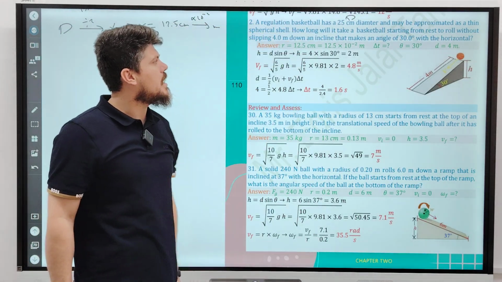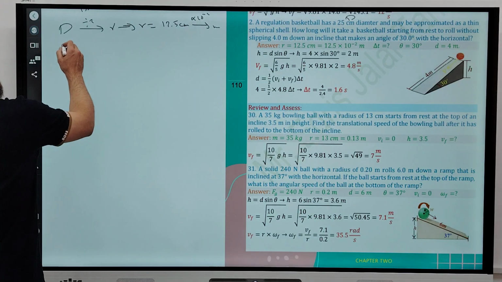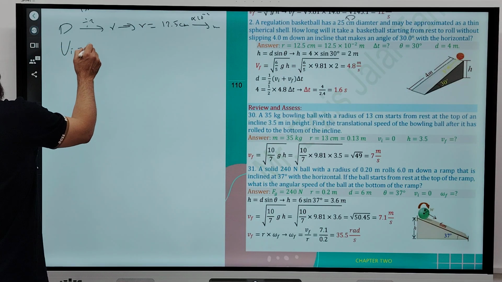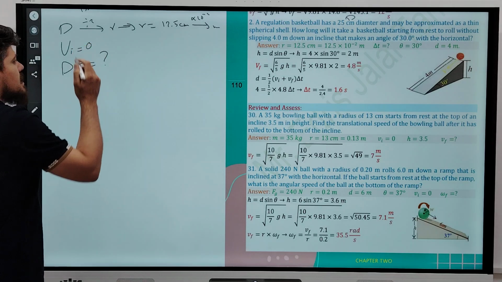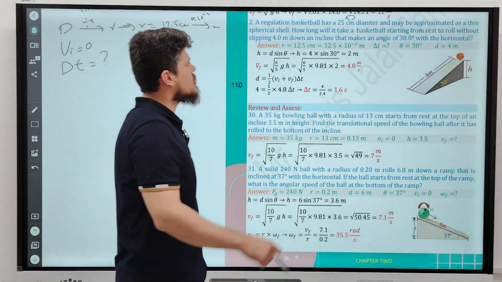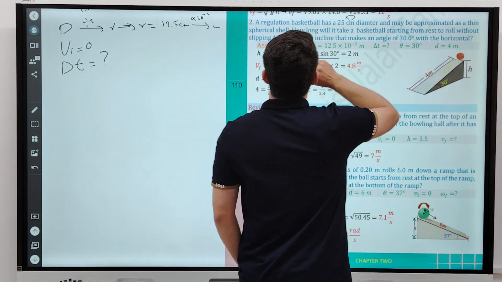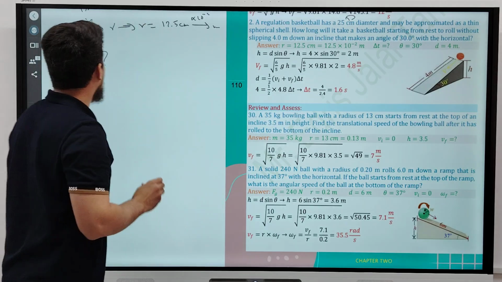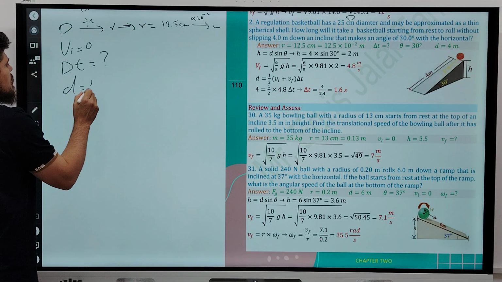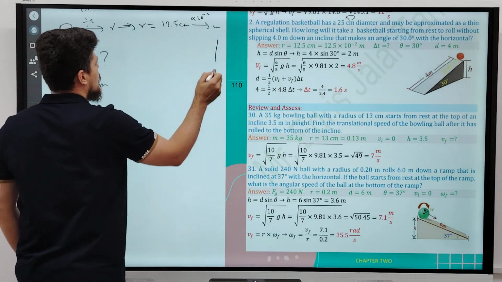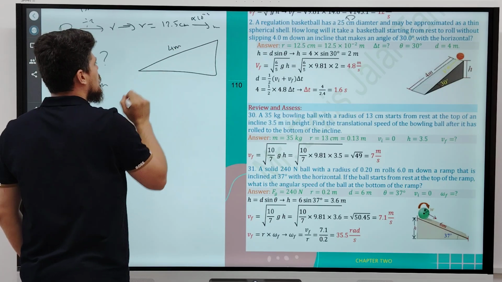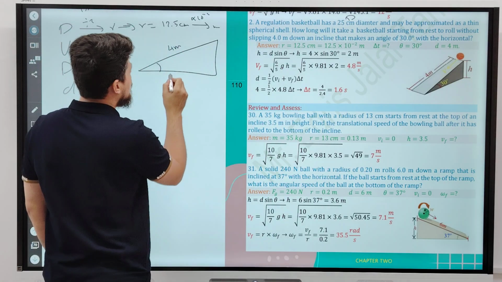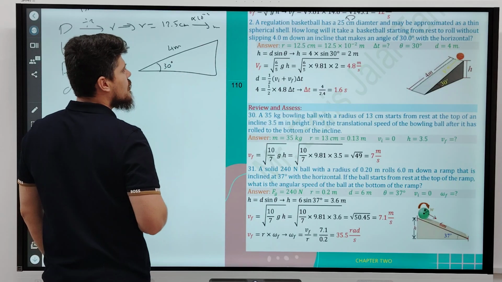How long would it take the basketball starting from rest? What do you mean by starting from rest? V initial 0. How long does it take? It means that time is unknown. Very good question. Pay attention, please. Without slipping, 4 meter down an incline. The distance of the incline is 4 meter. This distance is 4 meter. Okay? And the angle is 30 degrees.